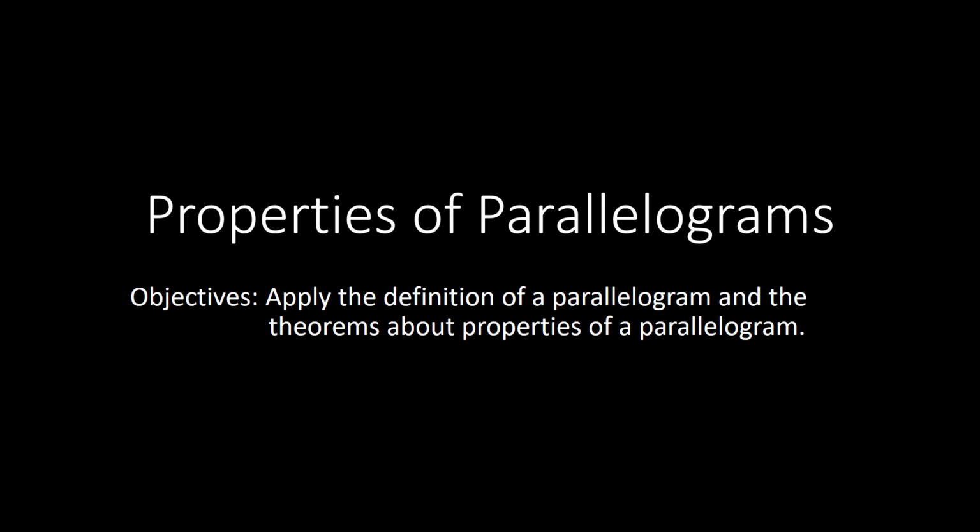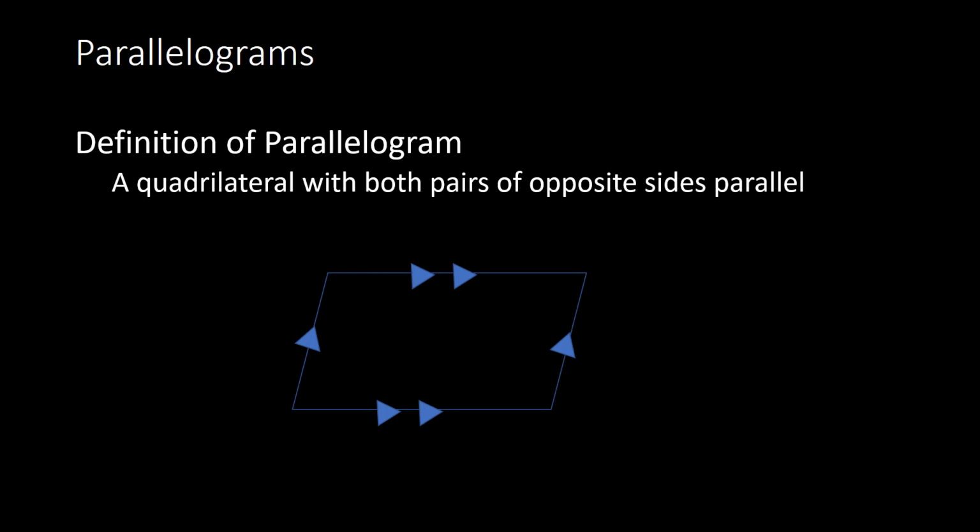In this lesson, you will learn to apply the definition of a parallelogram and the theorems about properties of a parallelogram. Now, as we begin, we first need to define what is a parallelogram. Well, a parallelogram, by definition, is a quadrilateral with both pairs of opposite sides being parallel. So we see here the left and the right side are parallel, and the top and the bottom are parallel. And if we understand the word parallel, then the name parallelogram makes sense because it is a shape that has parallel sides.